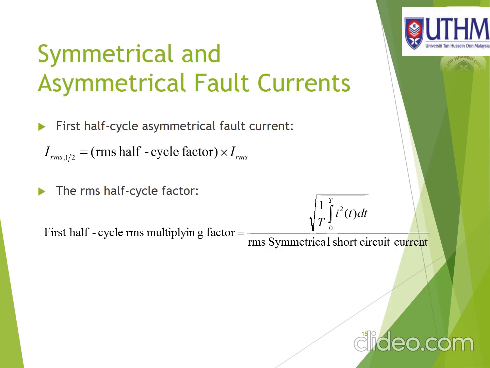Next we go to the first half cycle asymmetrical fault current. This is the formula for the first half cycle asymmetrical fault current, which is equal to the RMS half cycle factor times the RMS value. For the RMS half cycle factor, this is the formula to get the factor. Besides using this formula, we also can use values from a table. I will explain how to use the table in the next slide.